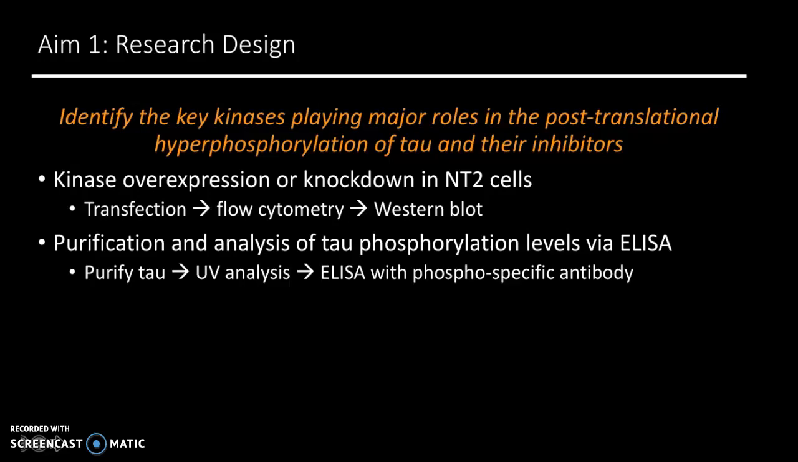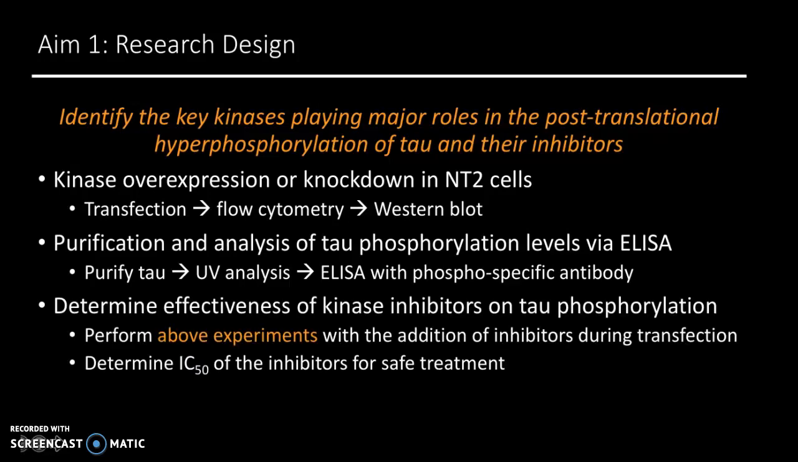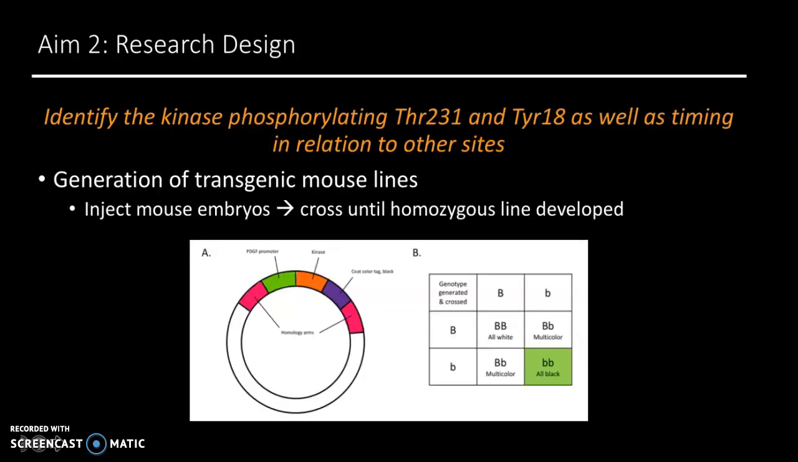All right, and then I got cut off, but lastly, I will be determining the effectiveness of the kinase inhibitors on tau phosphorylation. So I'm going to perform the above experiments, and then I will add in the inhibitors during the transfection step. I'll be using flow cytometry across a wide variety of concentrations of the inhibitors to make sure I'm not killing all the cells. This will help me determine the IC50, which is when half of the cells survive but half of them die. This is considered the kind of bridge point for safe treatment.